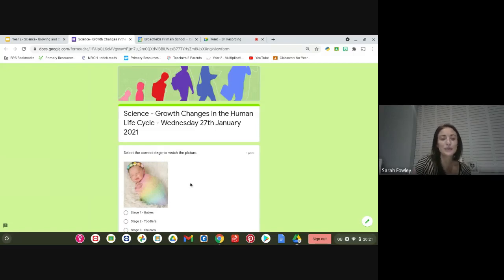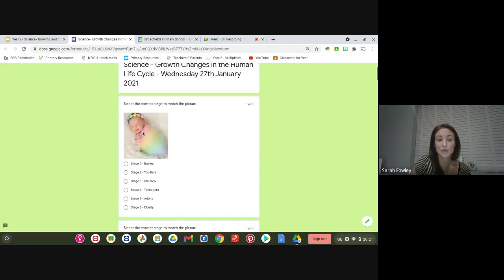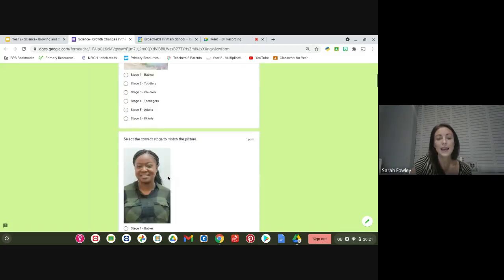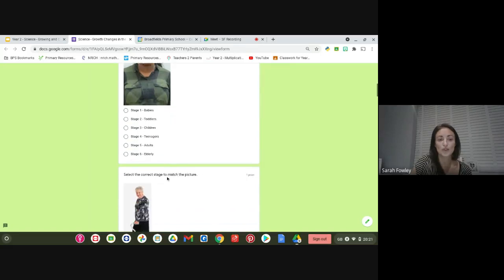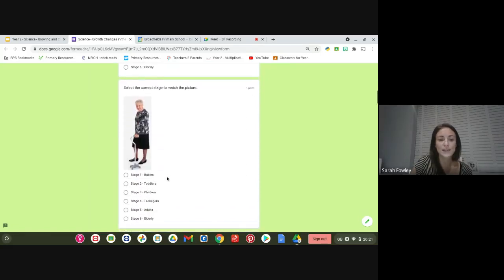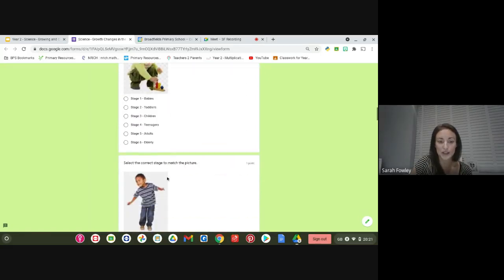Okay, so first of all, you just need to select the correct stage to match the picture. Stage 1 babies, stage 2 toddlers, stage 3 children, stage 4 teenagers, stage 5 adults, and stage 6 elderly. And that is the same for all of these pictures. You're just choosing the correct stage to match the picture.